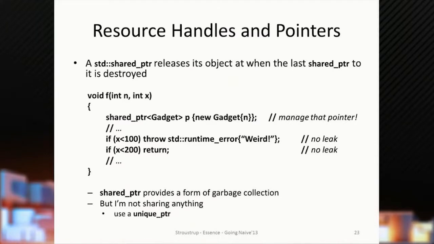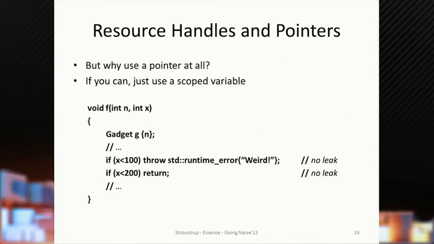I'm not sharing anything. There is in the standard library a unique pointer that will allow me to say just hold on to this one. Destroy it when I leave the scope. And that's all. That's unique pointer. Don't share it with anybody. That's fine. But you know, why am I dealing with pointers here?